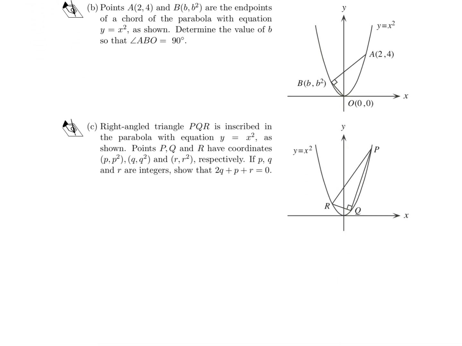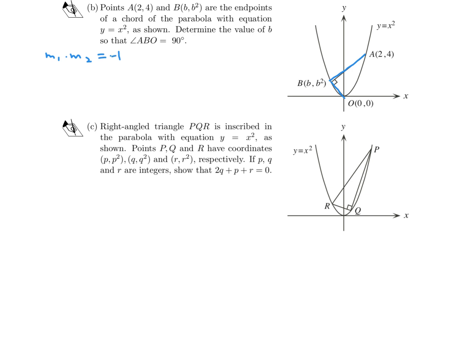Okay, so the next one, same story, I think. Points A and B are endpoints this time. Same parabola. Determine the value of B if the angle is 90. Okay, so kind of same story here. We're going to have one slope, that one, and the other slope, that one, and they're perpendicular, so they're going to have negative reciprocals, and when you multiply them, they equal negative 1.